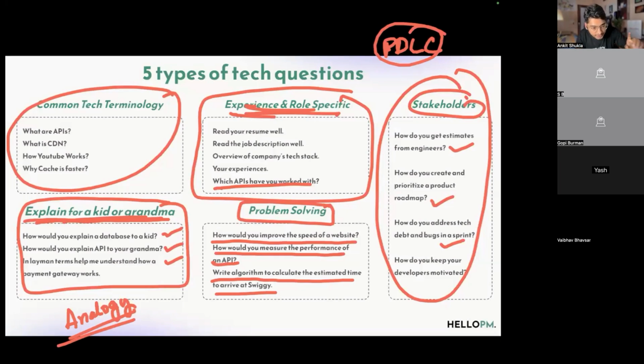So guys, my question to you is, how would you improve the speed of a website? Tell me in the chat, how would you answer this question? Take 1 minute. Tell me guys, how would you improve the speed of the website? Scaling, reduce the load.